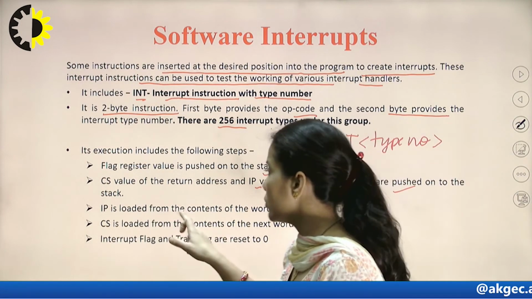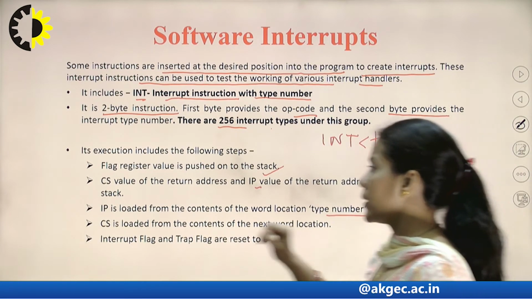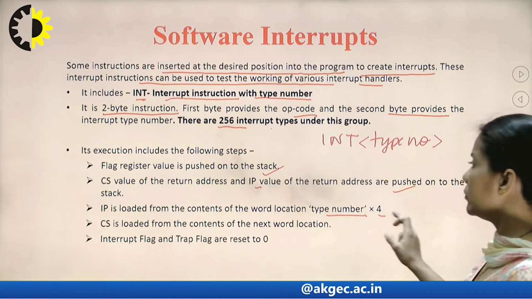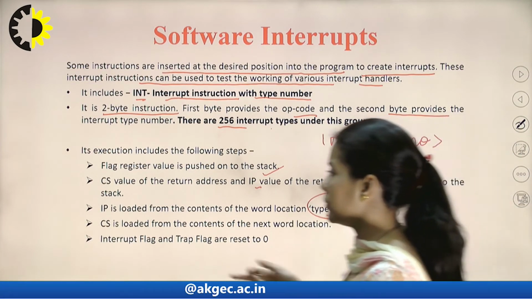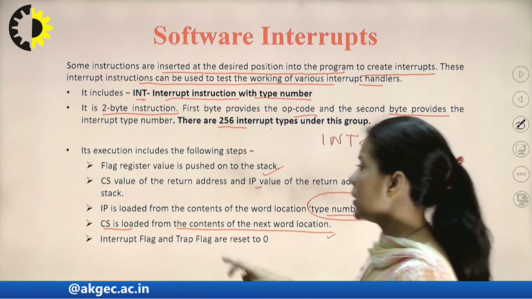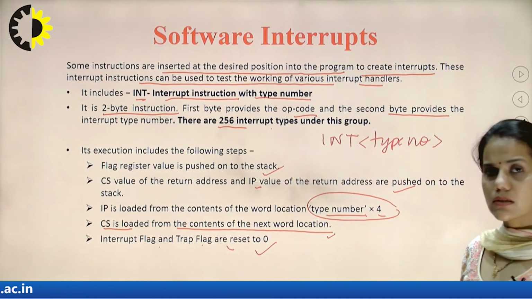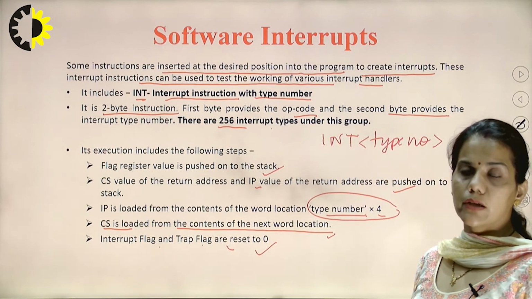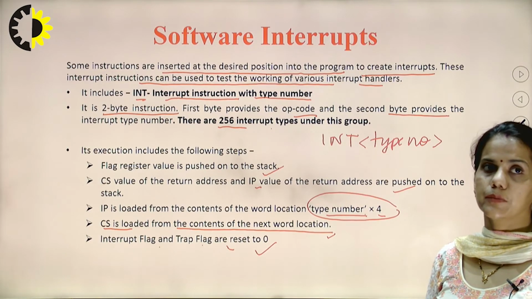Now, IP is loaded from the contents of the word location type number into 4. This is how the address is calculated by looking at the type number. CS is loaded from the contents of the next word location. Now the interrupt flag and trap flag are reset to 0. So, this is a similar method of execution of the interrupts as was the case in hardware interrupts.